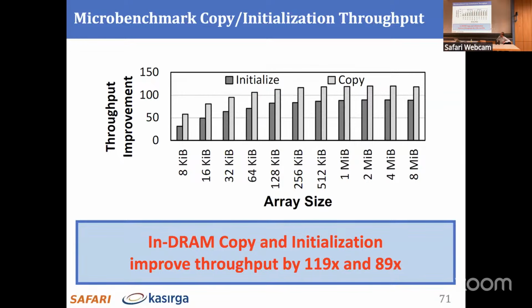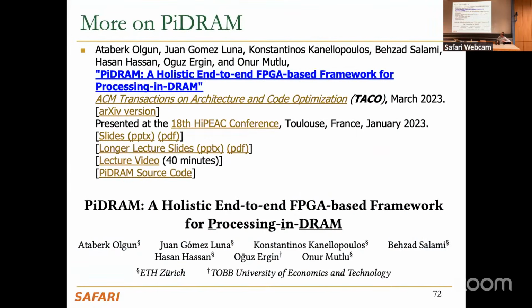This is DDR3 right now, but this is an example. These are real results for real copy microbenchmarks. You can see that for the initialization microbenchmark and the copying microbenchmark, you get significant improvements in throughput. One of the reasons for the huge throughput improvements is that the RISC-V processor is very wimpy, 50 megahertz or so. If it were much better, maybe that number would be lower, but still significant. Okay, that's PiDRAM if you're interested. There's a lot of opportunity here to build more infrastructure.